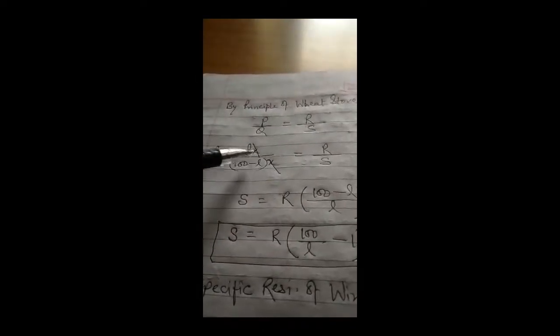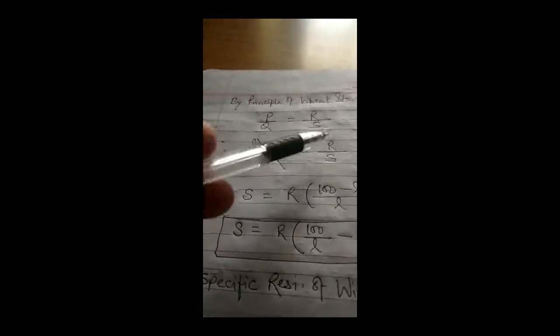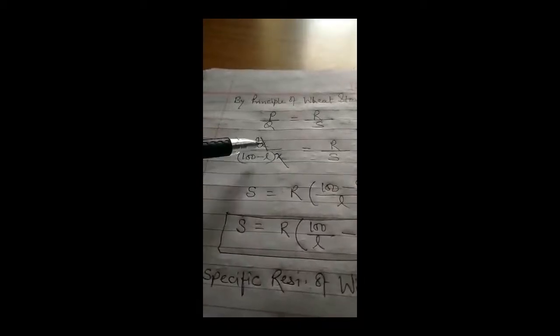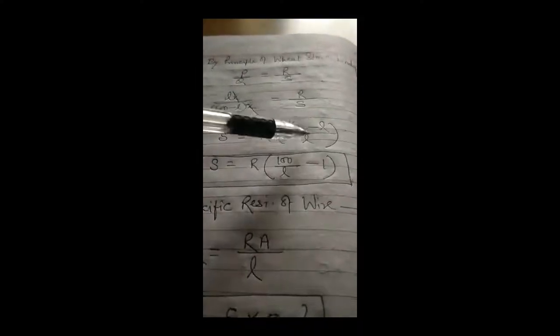Then by principle of Wheatstone bridge, we know P by Q is equal to R by S. So in place of P we can write L into X, and in place of Q we can write 100 minus L into X is equal to R by S. This X and X cancel, so cross multiplying we will get S is equal to R into 100 minus L upon L. Separating this, we will get S is equal to R into 100 by L minus 1. This is the formula for finding the unknown resistance, that is denoted by S.